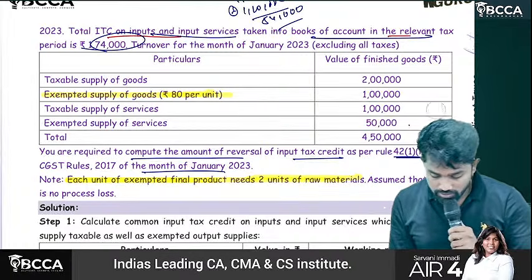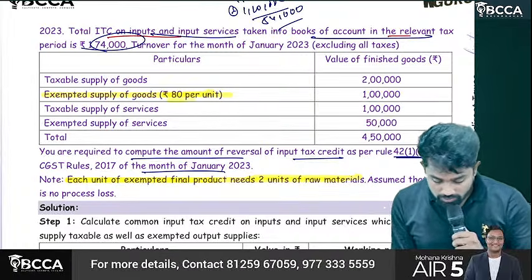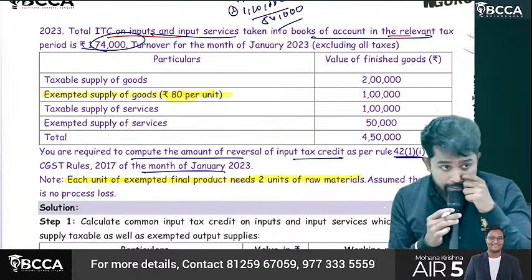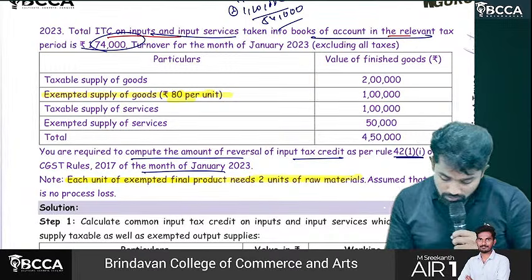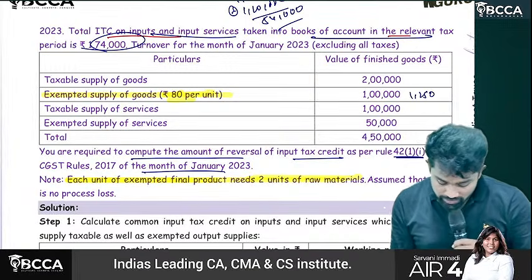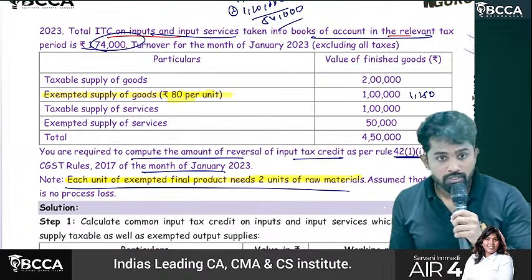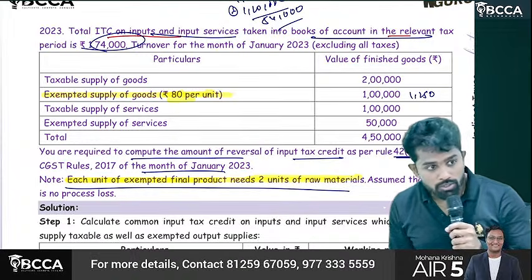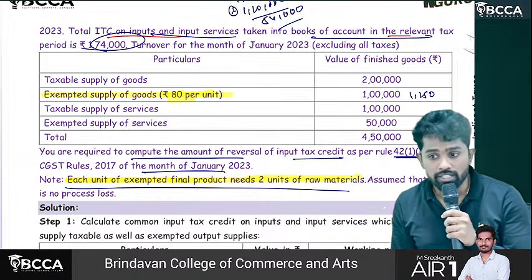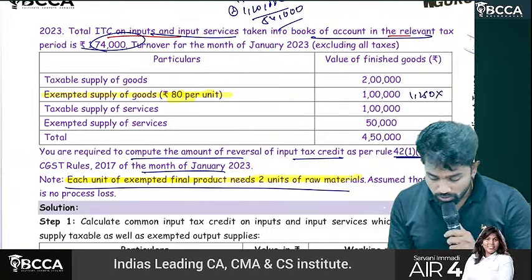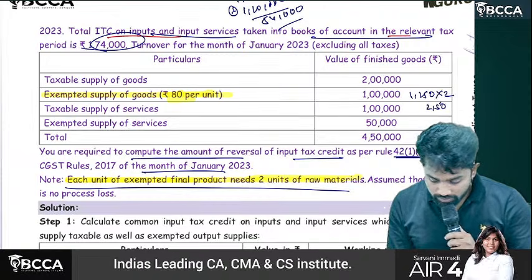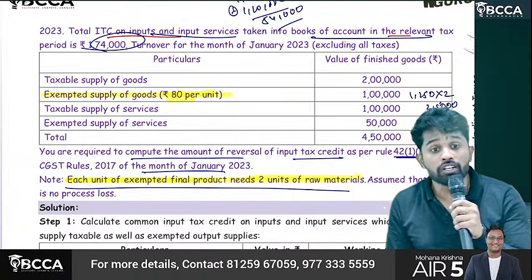Sir, what is the sale value here? 1 lakh. And they sold each unit for how much? 80. So that means how many units sold? 1,250. What is the hint said here? For every sold good, they need how many units of raw material? 2 units of raw material. Into 2, now how much? 2,500 units of raw material is needed for exempted.